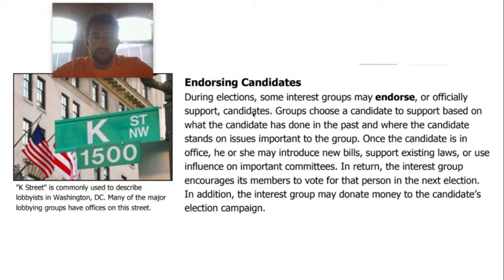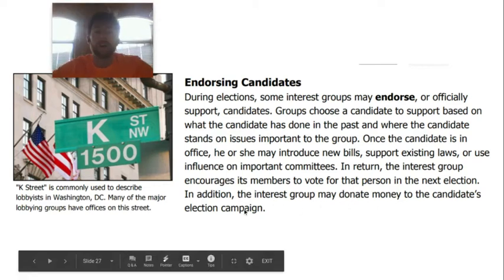As we talked about, endorsing candidates. Okay, so let's read about endorsing candidates. During elections, some interest groups may endorse or officially support candidates. Groups choose a candidate to support based on what the candidate has done in the past and where the candidate stands on issues important to the group. Once the candidate is in office, he or she may introduce new bills, support existing laws, or use influence on important committees. In return, the interest group encourages its members to vote for that person in the next election. In addition, the interest group may donate money to the candidate's election campaign.